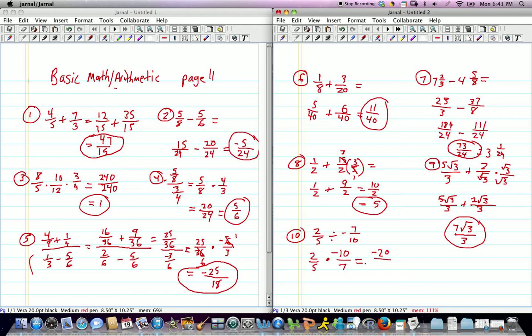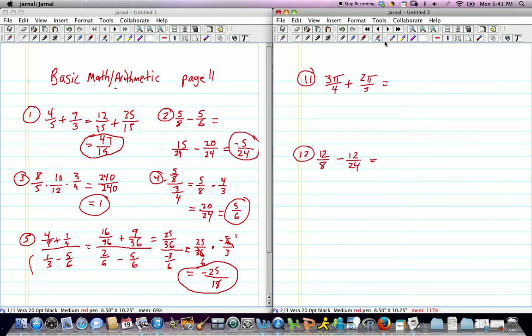I get 5 times 7, which gives me 35. I then reduce that fraction because 5 goes into each of these, so I divide by 5 and I get negative 4 over 7 as my final solution. Now we're going to move on to the last couple. They do get a little bit harder, and then we'll be done with this video.